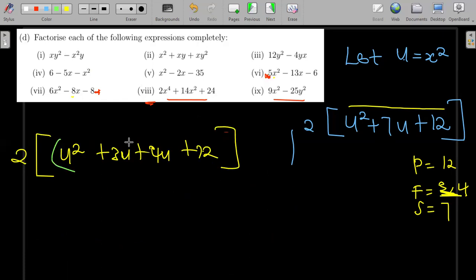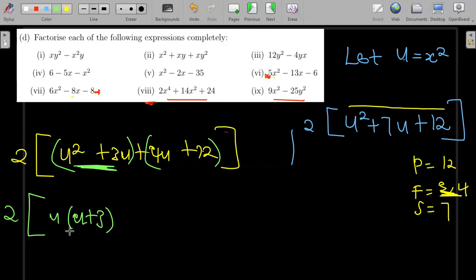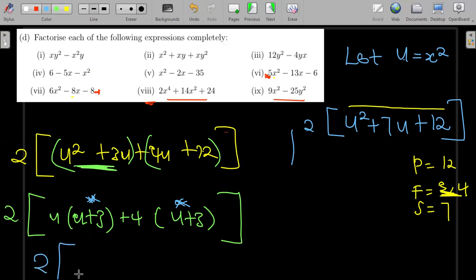Then I can group them, this one with that one, this one with this one. So what I have is 2, and then here I can pull out what is common, which is u, and then I remain with u plus 3. Here what is common is the 4. So I'll pull out the positive 4, and then what I remain with is u plus 3, which is what we want. So we see that here and there we have the same things. So I can pull out what is common. I have 2 outside the brackets, I pull out u plus 3, and then I combine u and positive 4. So it will be u plus 4.